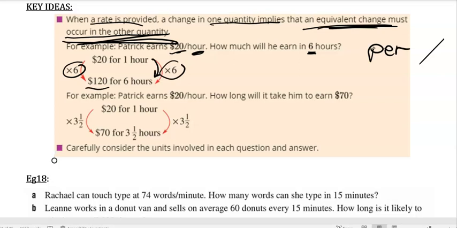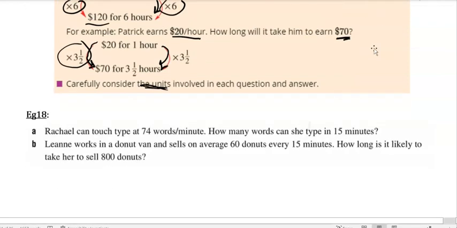hours. So if we know that this same thing, $20 per hour, how long will it take him to earn $70? Well, that's not quite as clear cut. So this time we start on this side, $20 to get to $70, we multiply by 3.5. Therefore, we do the same thing, 3.5, which won't be 3.5, it will be 3 hours and 30 minutes. So carefully consider the units that you are using.